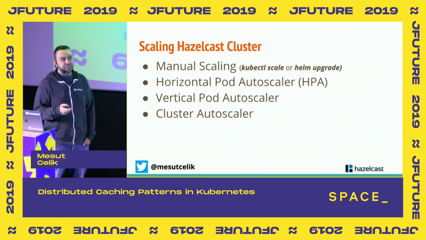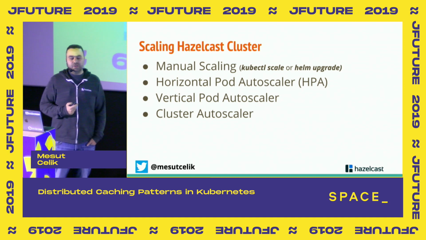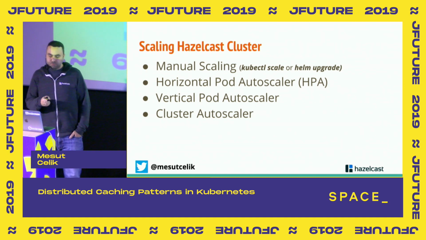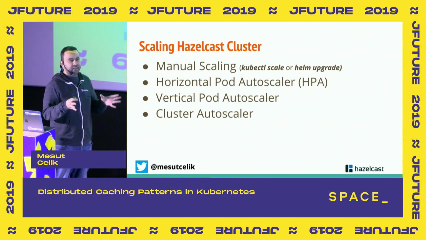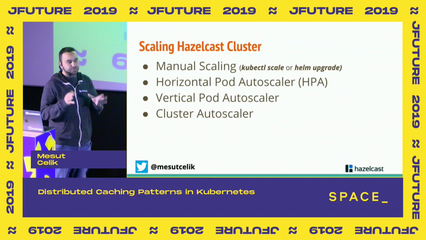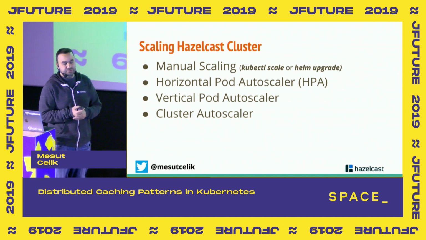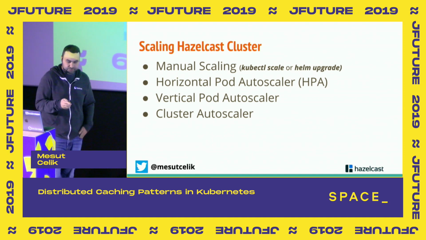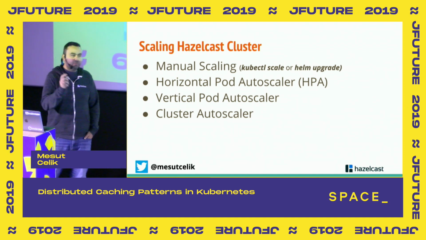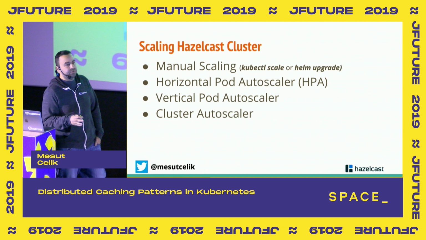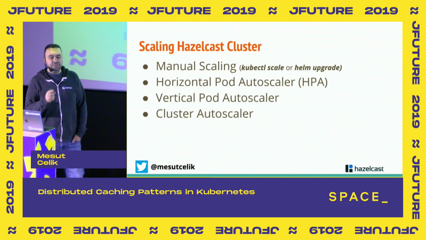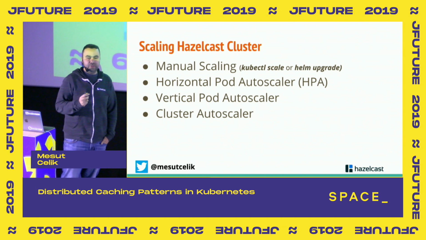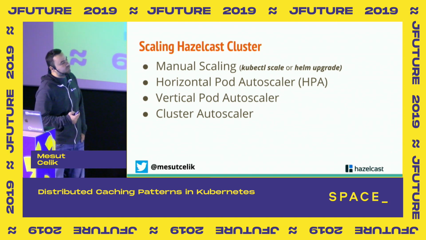The other thing is custom metrics with horizontal pod autoscaler. You can create your autoscaler based on application-specific metrics, let's say JVM heap size, for instance. So that's something you can use with the horizontal pod autoscaler. But horizontal pod autoscaler will basically add or remove pods. That's the thing.